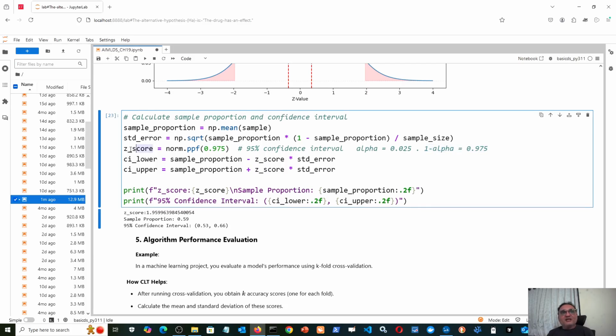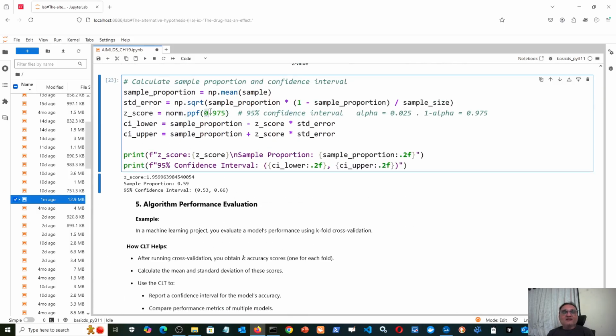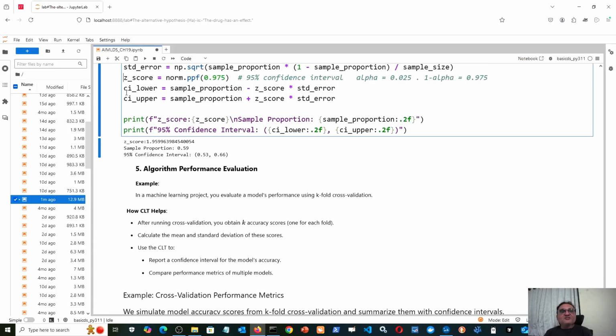So what is the formula to calculate that score? Then norm.ppf, where norm you will have to import from here, and norm.ppf of 1 minus alpha, where alpha you already know from the confidence interval you are targeting. So then you can easily calculate that score. When that score is calculated, you can easily find the lower limit and upper limit of the confidence interval. And if you find it, you get your confidence interval to be 0.53 and 0.66.